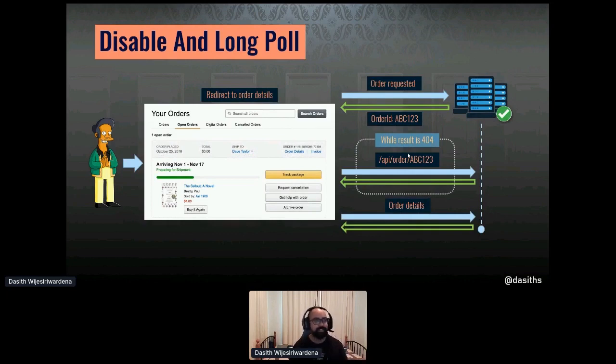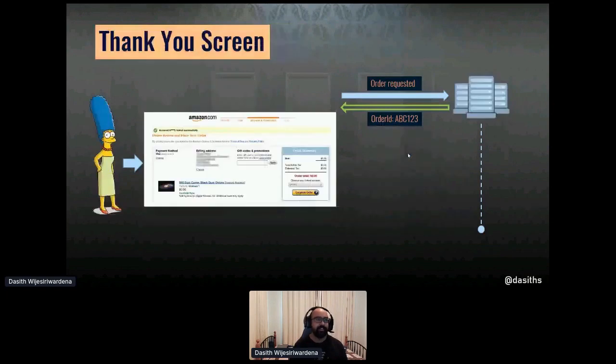I've done this on many projects. It works. But the downside here is long polling can really take up server resources. So if you have millions of users, this might not scale very well.